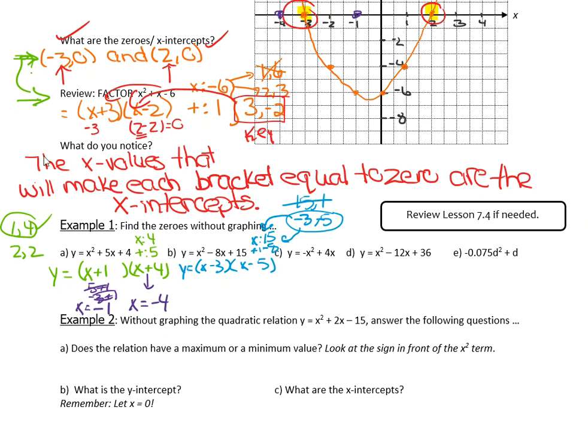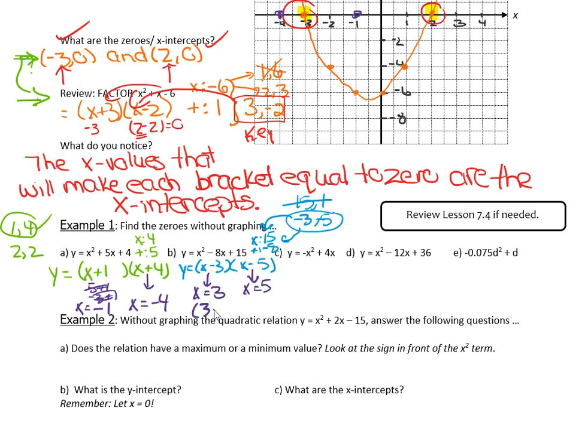So the next part of the question says find the zeros. So now I have to think about, well, what's going to turn the brackets into a 0? What will turn this bracket into a 0? When x is 3. And what will turn this bracket into a 0? When x is 5.